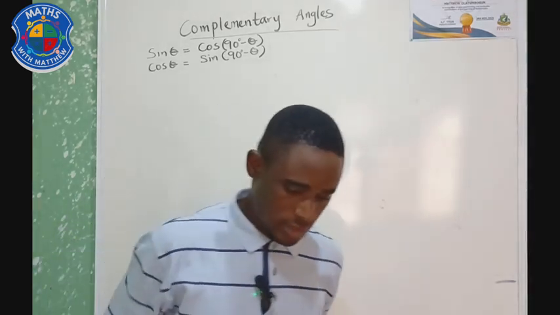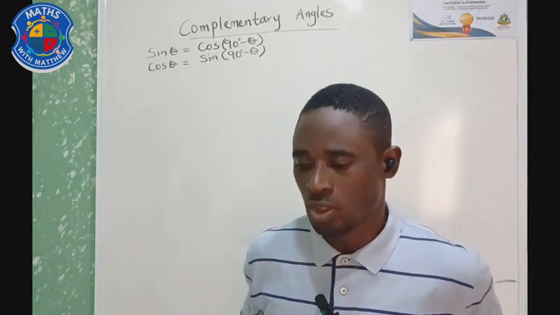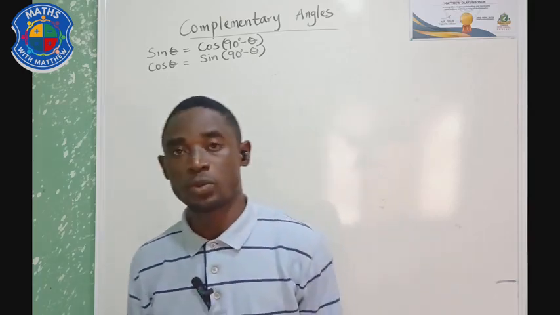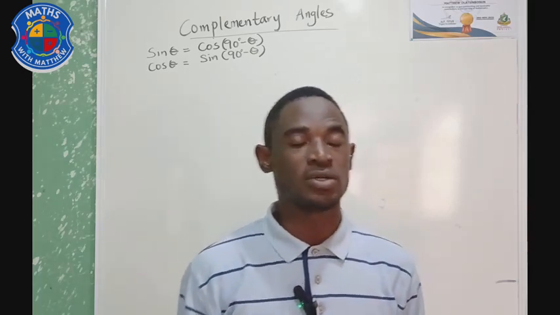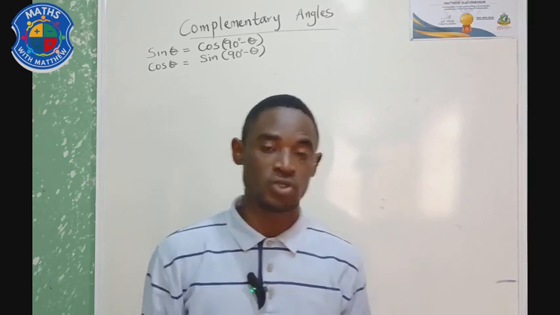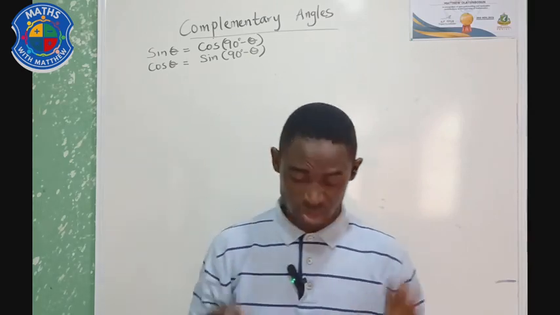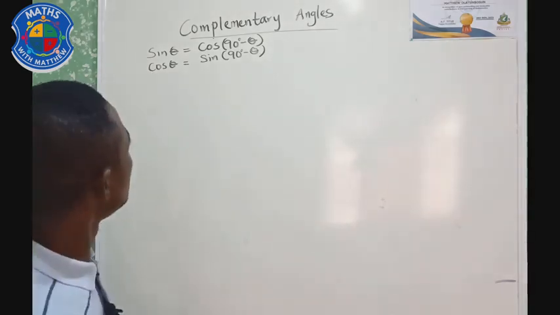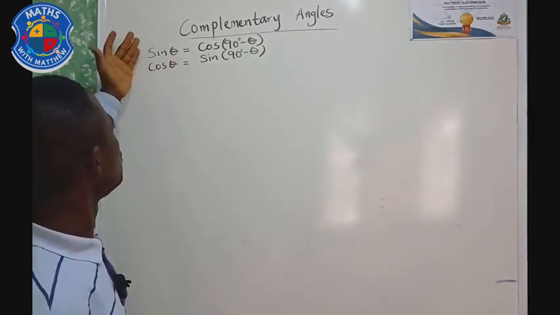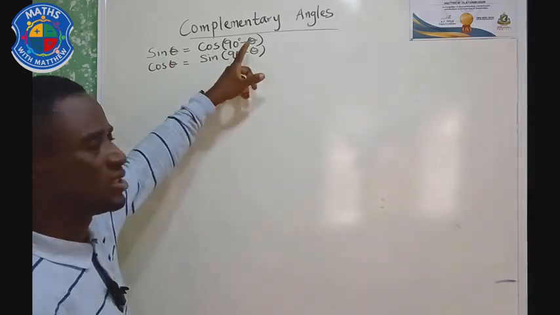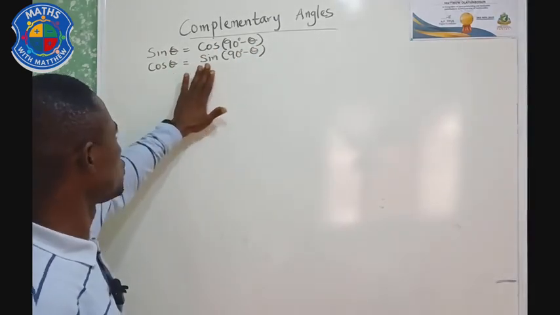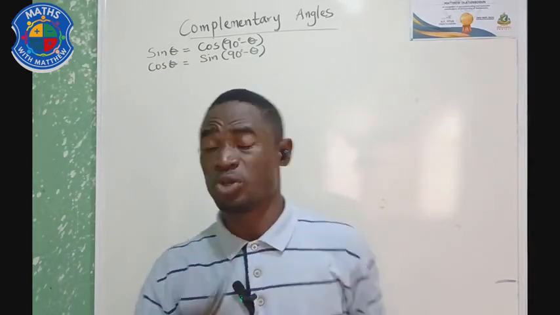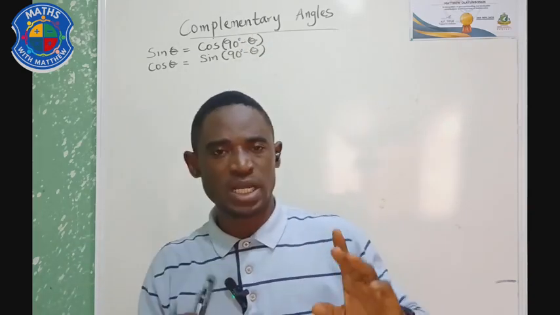Welcome. The last video I dropped was on trigonometry ratio, trigonometry function, whereby we were finding the equivalent angle of, I think, sine of x plus 20 equals cos 60. Then I told you that I'm going to come back and show us how sine theta equals cos of 90 degrees minus theta, and cos theta equals sine of 90 degrees minus theta. Here we are going to be looking at what we call complementary angles.